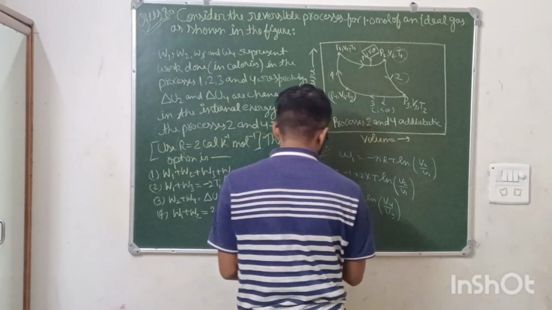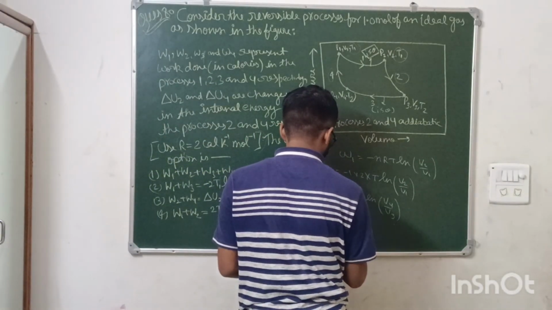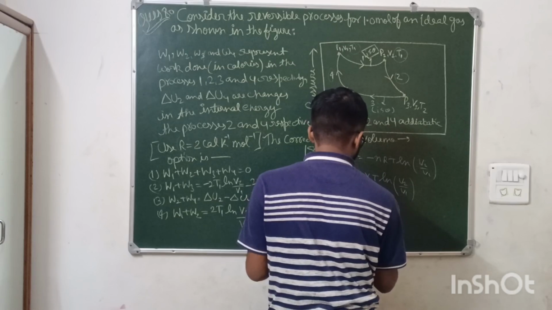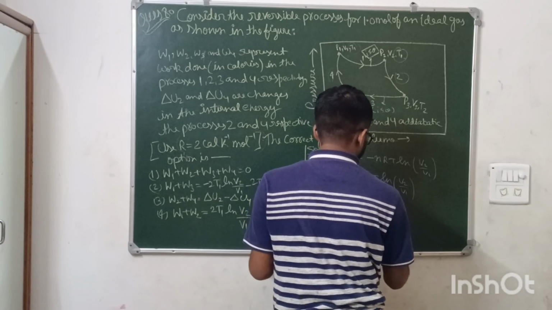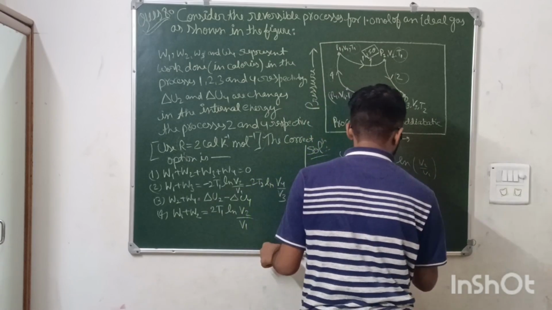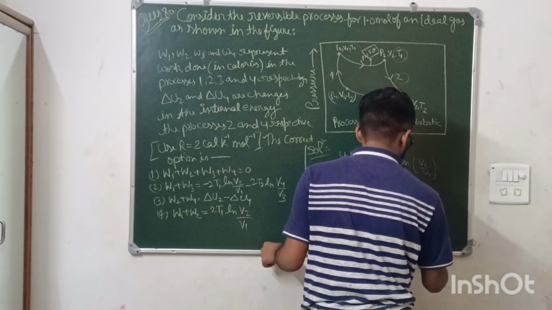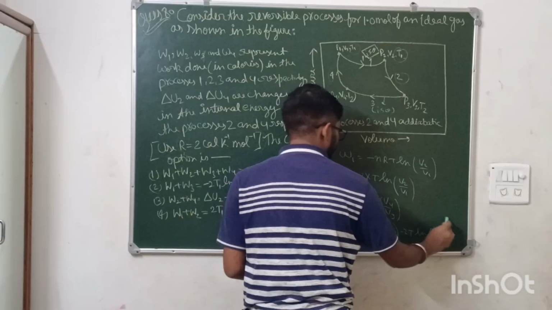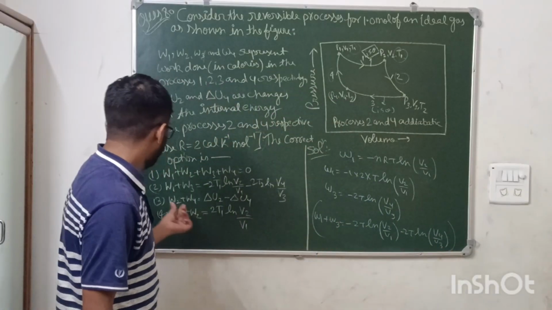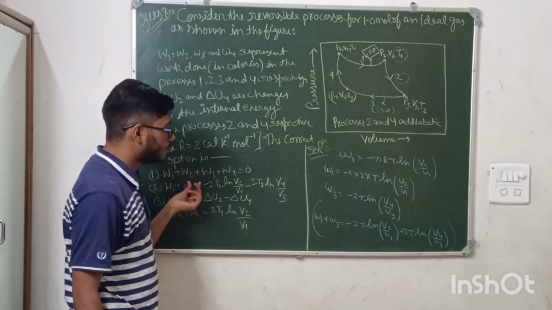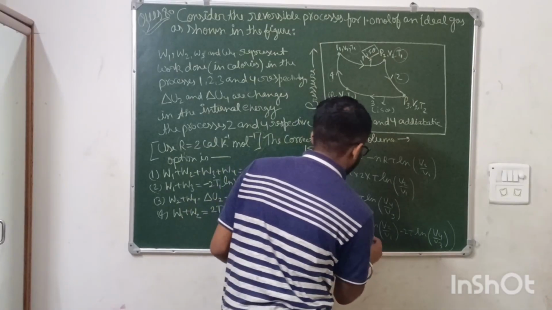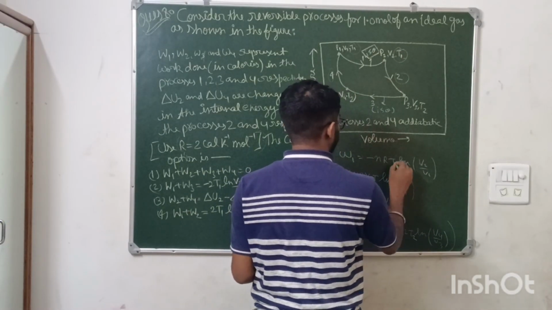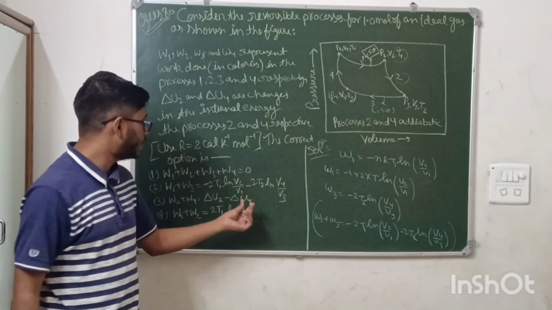If we add them, the work done due to 1 plus work done due to 3 is minus 2T ln V2 by V1 minus 2T ln V4 by V3. This is work done 1 plus work done 3. If you see, the option is matching here, with T1 and T2: here T2 and here T1. This is the option that is matching.